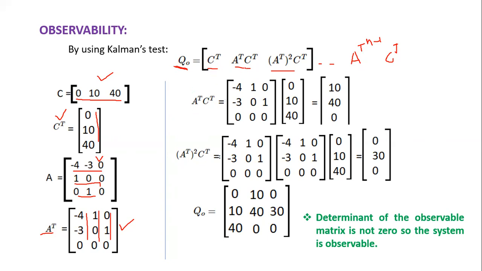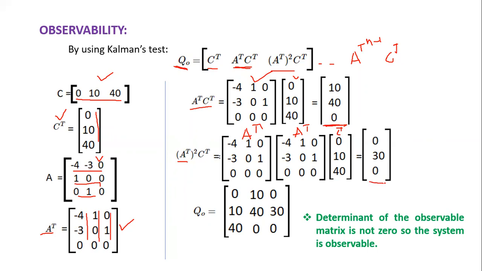So C transpose is there. Now we need to find A transpose into C transpose. We already know the A transpose and C transpose. If you multiply these, we get A transpose into C transpose. In the same way, next A transpose square into C transpose. We already know the A transpose, so A transpose into A transpose into C transpose. First we multiply A transpose into A transpose, and then that we multiply with the C transpose. Then we get this term.